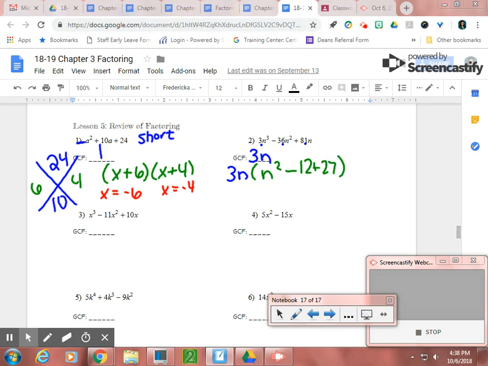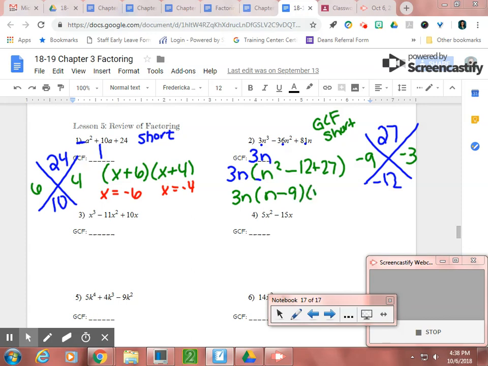Then I have to look and see, am I done yet, or do I have more to do? Well, there's definitely more to do in this, because our a value is 1, and there's 3 parts to this, so we have to see if we can factor it. So what multiplies to 27 and adds to -12? So what does that is -9 and -3. So again, because our a value is 1, we did greatest common factor, and then we can go short method. So the 3n stays as our answer, and n minus 9 and n minus 3 are our solutions.